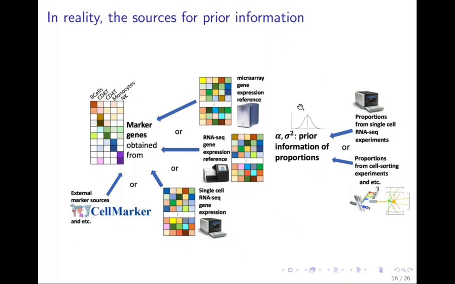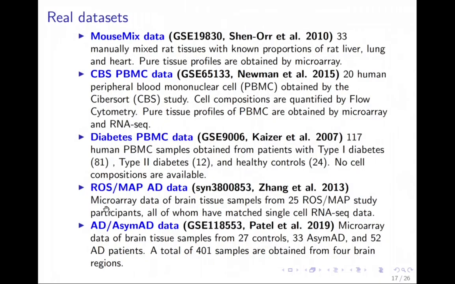The prior information of proportions can also be obtained from cell sorting experiments or single cell studies. So in my real data analysis, I want to show two things. The first thing is that our deconvolution algorithm works well compared with existing methods. The second thing I want to show is how those different sources of information perform in deconvolution analysis.